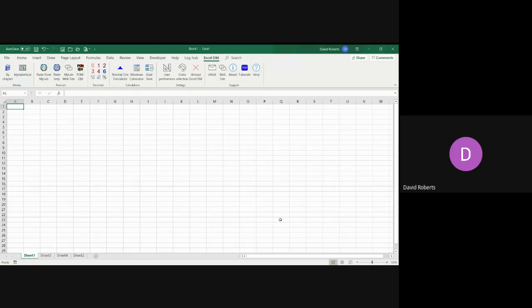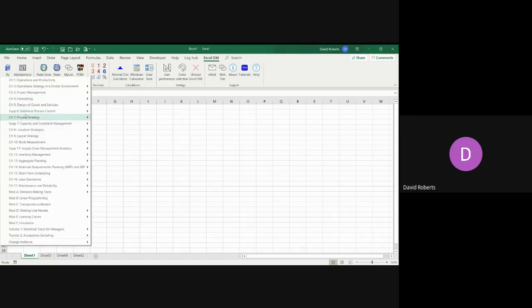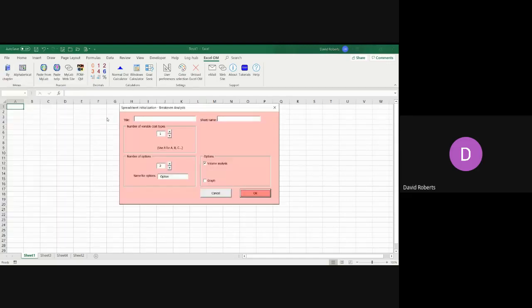Problem number 14. Now, this problem is a little more advanced in the fact that you have more choices. You have 4 types of options from mass customization all the way down to continuous. You also have 3 types of variable cost. So once again, we'll select our Excel OM software, the crossover analysis. There are 3 types of costs in this particular case, and there are 4 options.